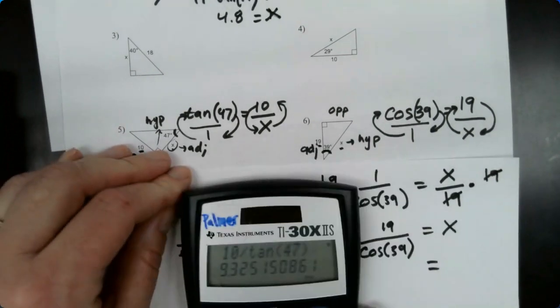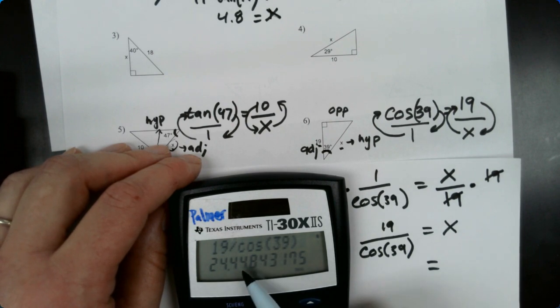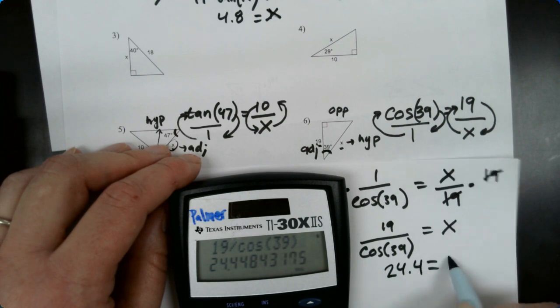And then we're going to type this in our calculator. So I'm going to type in 19 divided by cos of 39, parentheses, enter. Okay, and then we've got 24.44. So I'm going to look at the second decimal. The second decimal is less than 5, so I'm going to just leave 24.4. We're just going to round to 1 decimal today.